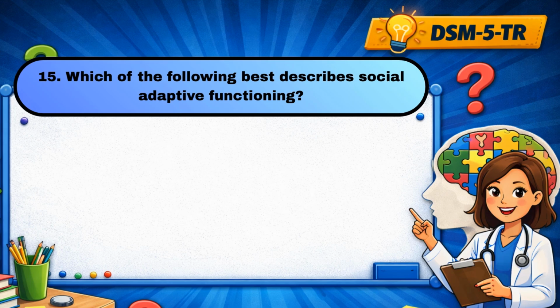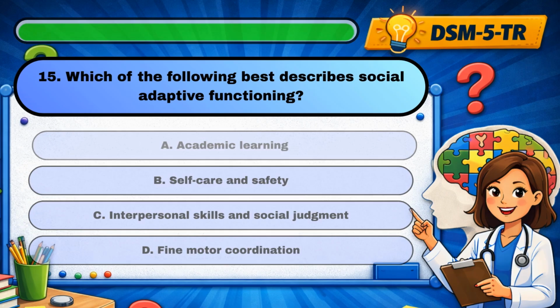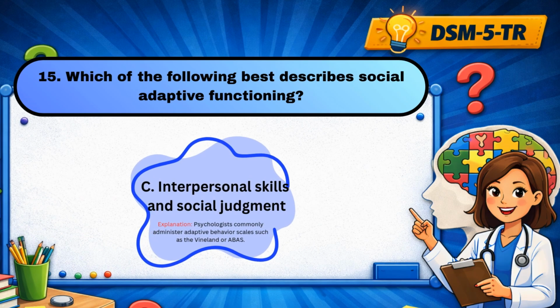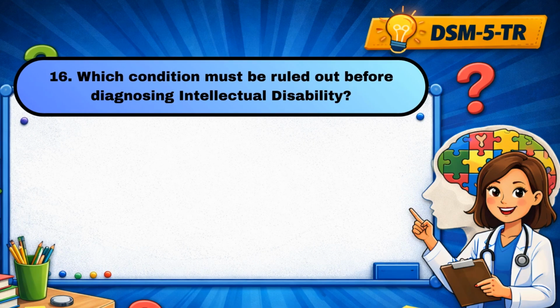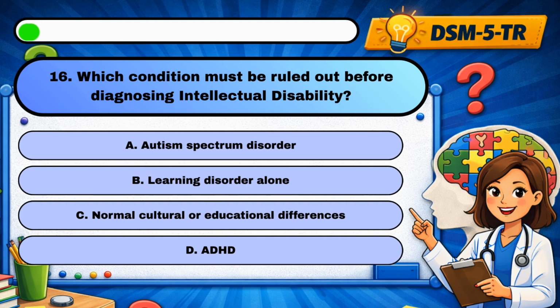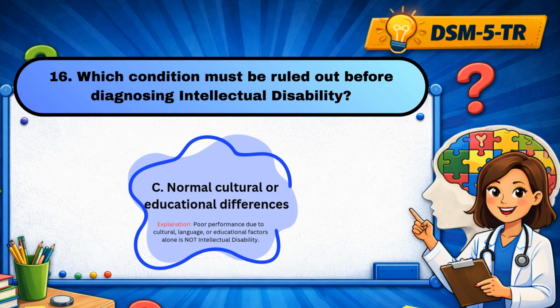Which of the following best describes social adaptive functioning? C. Interpersonal skills and social judgment. Which condition must be ruled out before diagnosing intellectual disability? C. Normal cultural or educational differences.